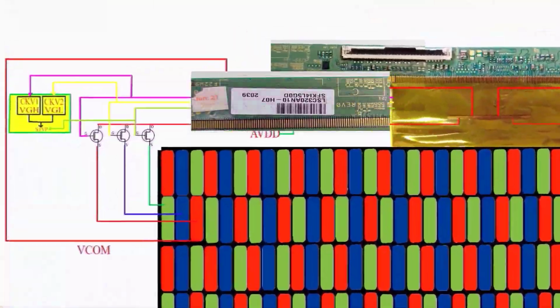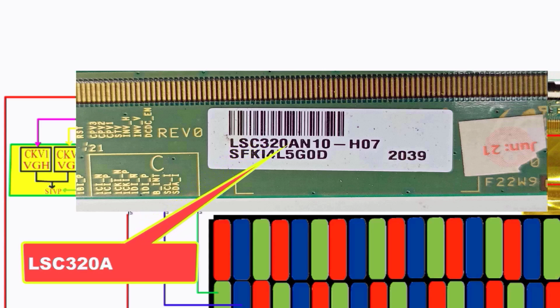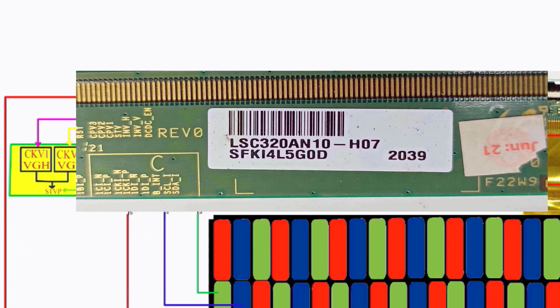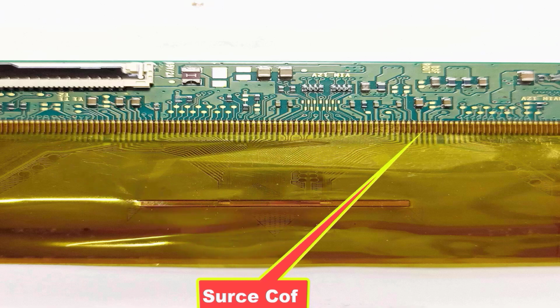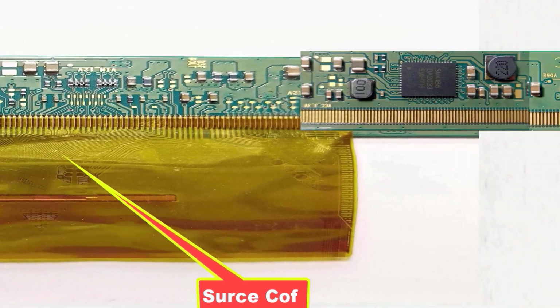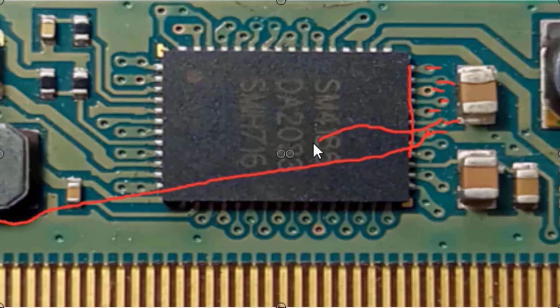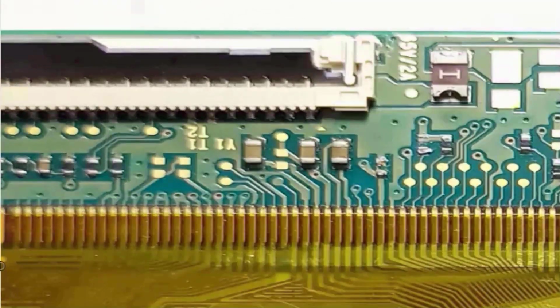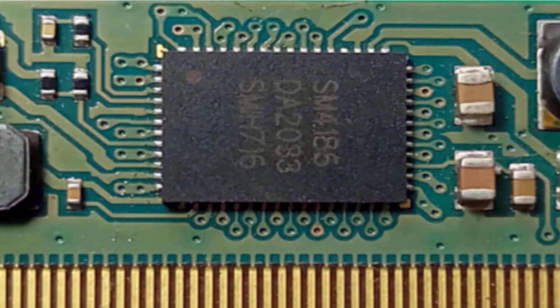The number of this board is LHE320AN10-807. Friends, let's try to understand clearly where the problem lies. This is the source scope of this TV and this is the DC to DC IC. From this IC, the gate driver signals enter both the right and left side of the panel.